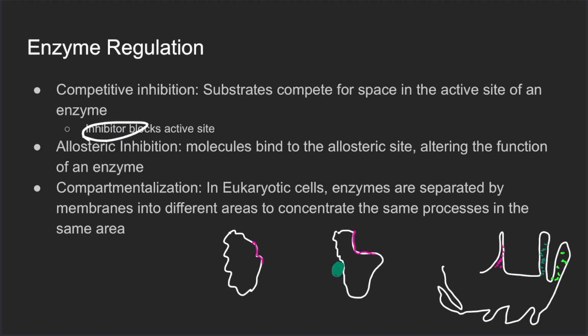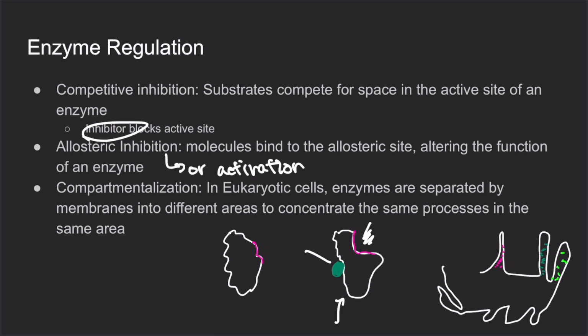But we also have, like I mentioned earlier, allosteric inhibition. These are molecules that bind to the allosteric site, altering the function of the enzyme. Here we have our active site, and this green guy is our allosteric regulator. It doesn't always have to be inhibition. I should probably make a note of that. Inhibition or activation.